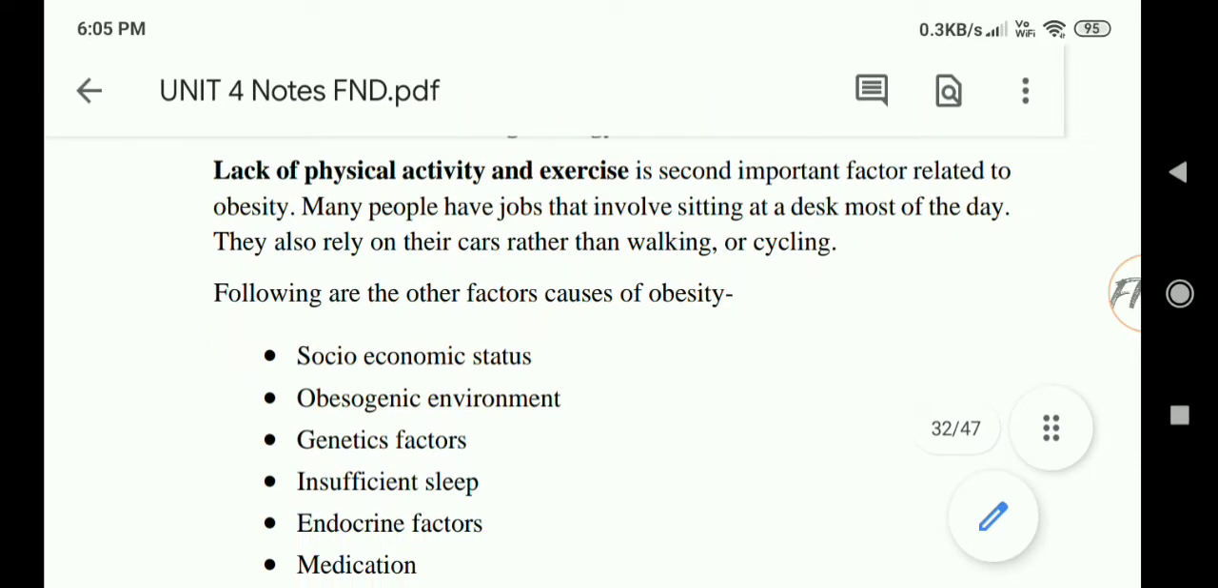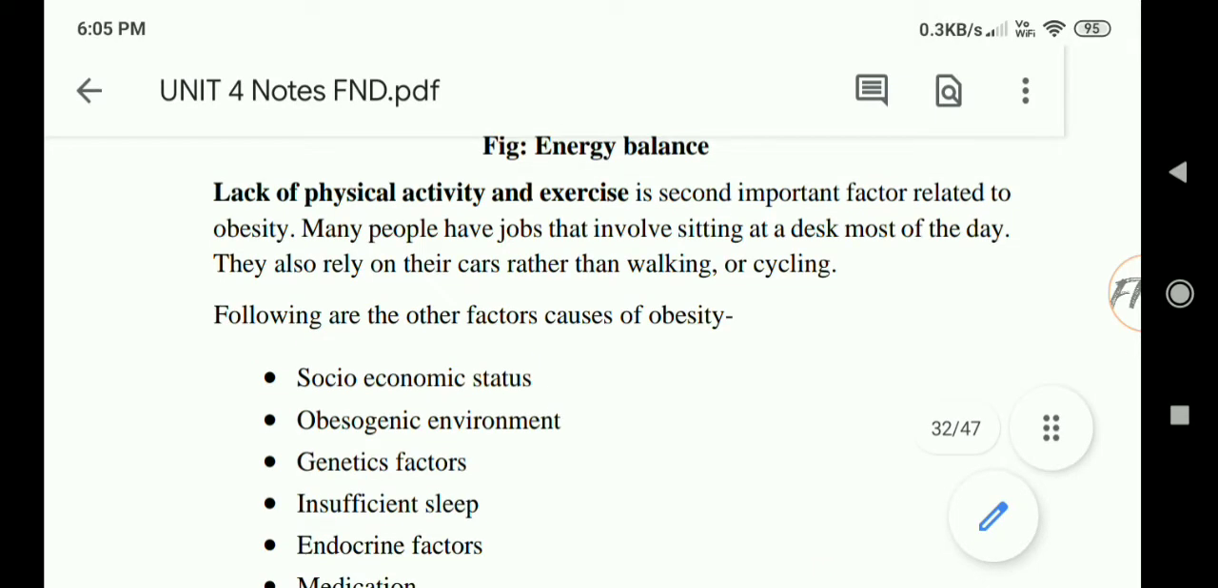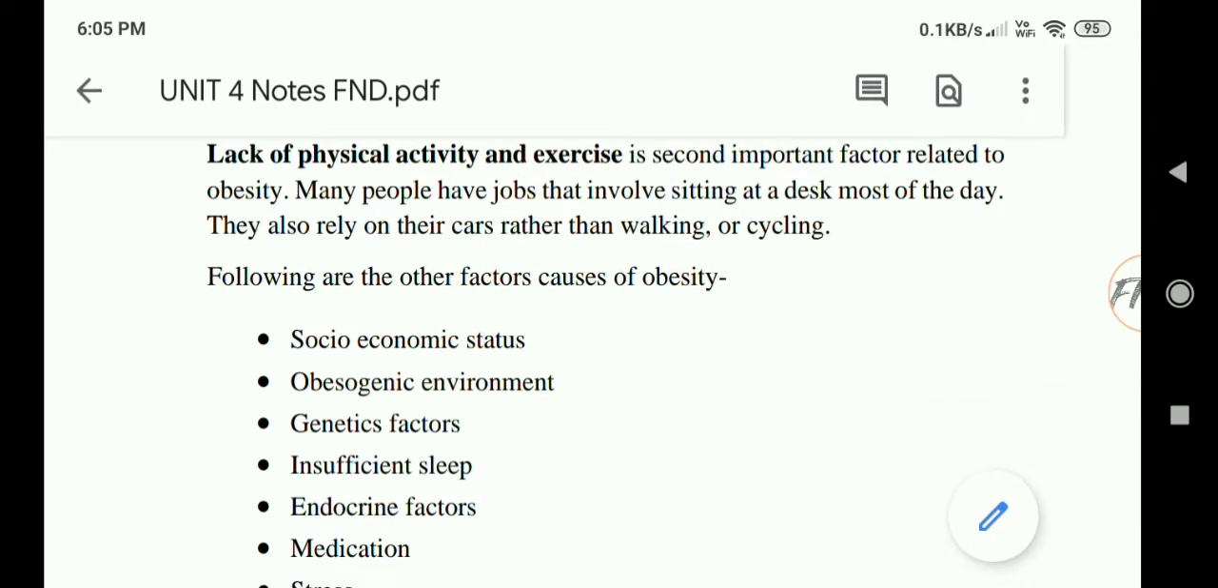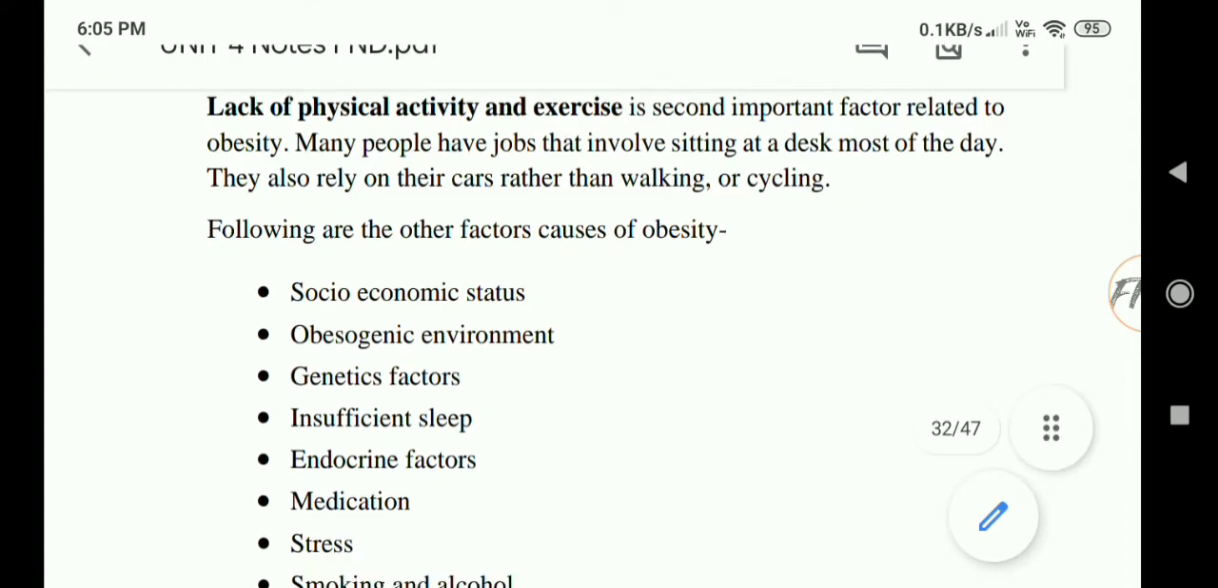So next, lack of physical activity and exercise is the second important factor related to obesity. Many people have jobs that involve sitting at a desk most of the day. They also rely on their cars rather than riding a cycle. So it tells us that lack of physical activity is also one of the reasons for obesity and overweight. So people should not rely on cars, rather they should be walking or cycling.